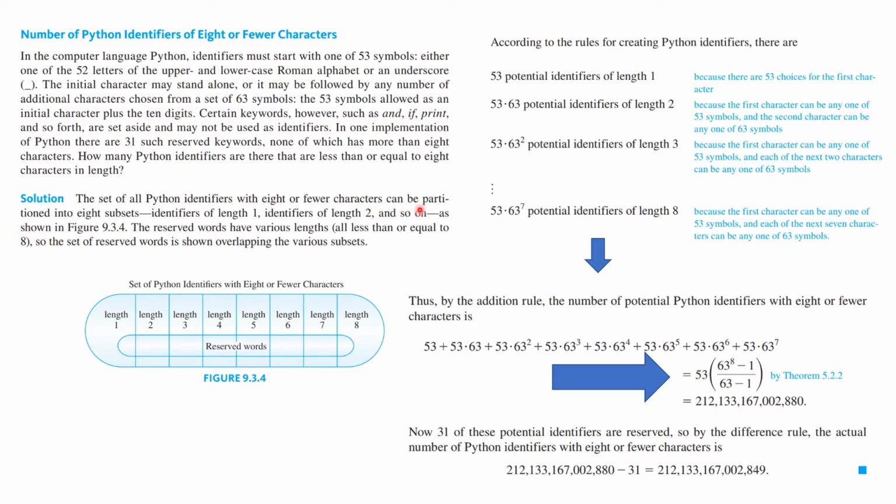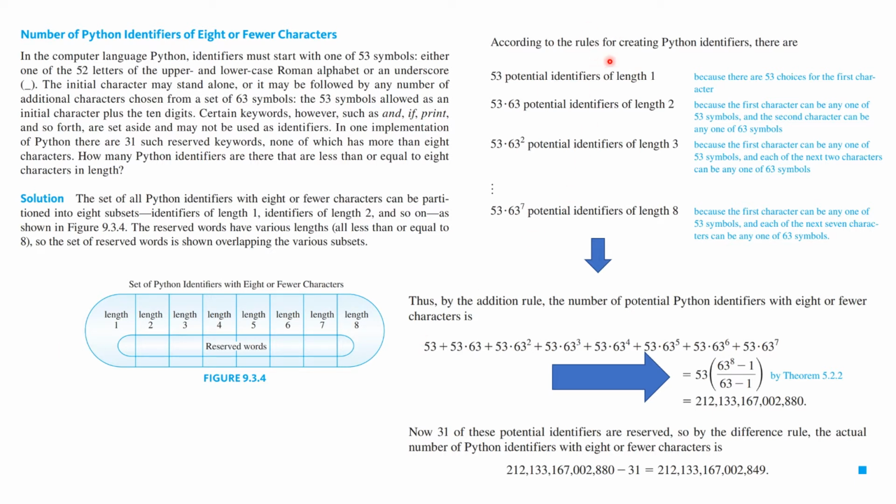The set of Python identifiers with 8 or fewer characters can be partitioned into 8 subsets because it can be of length 1, length 2, length 3, and so on, and all of these are disjoint. But you have to say the reserved words are part of that set of Python identifiers with 8 or fewer characters. So these are disjoint sets.